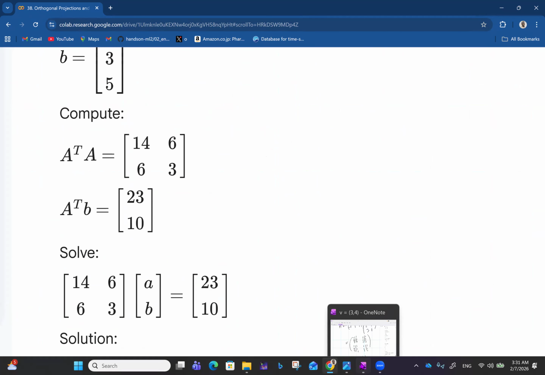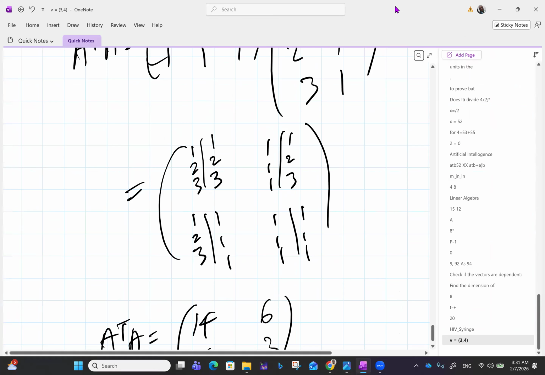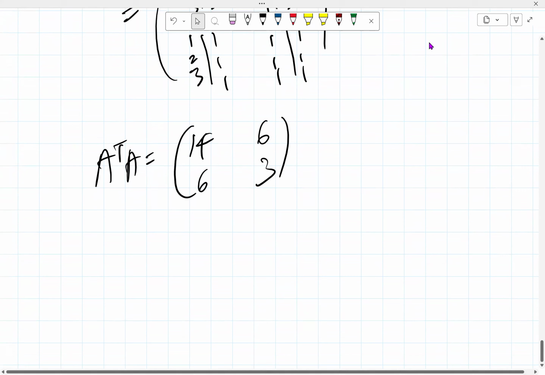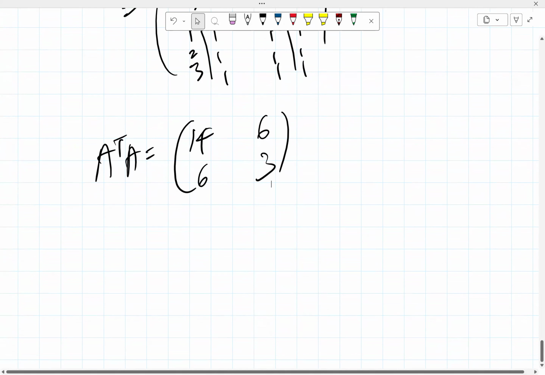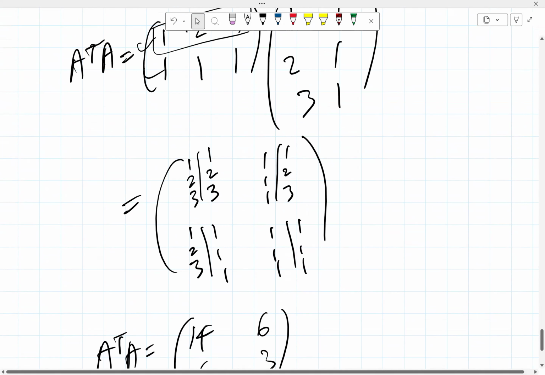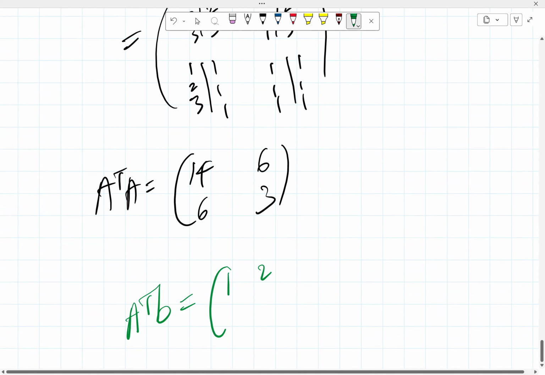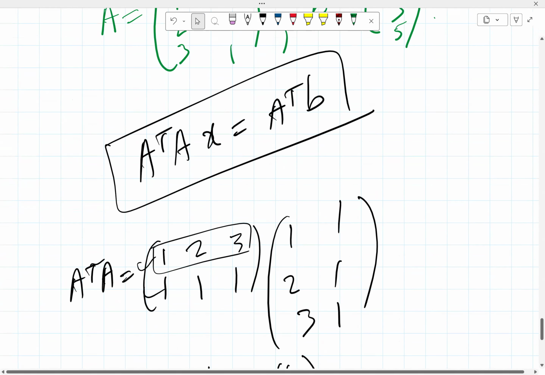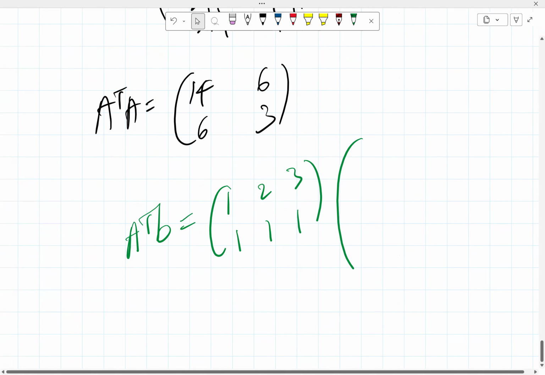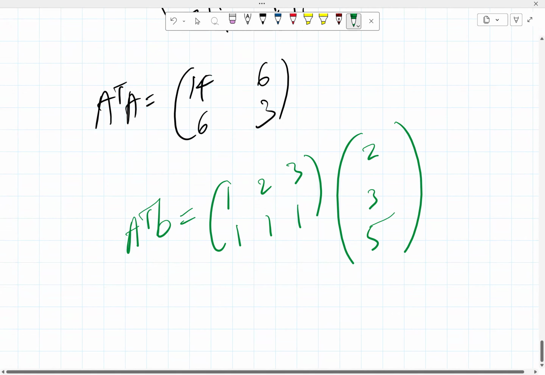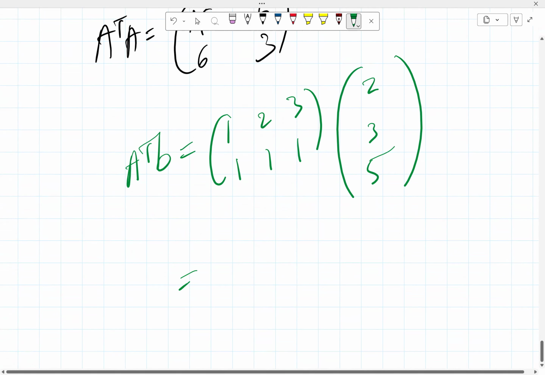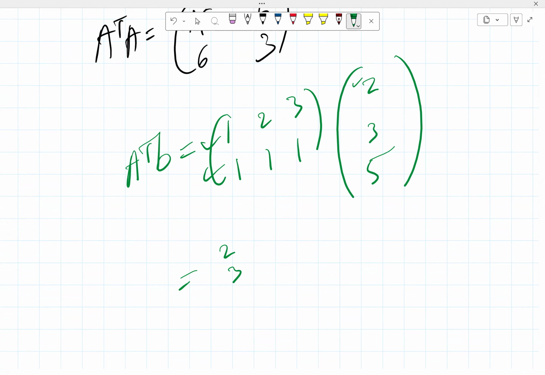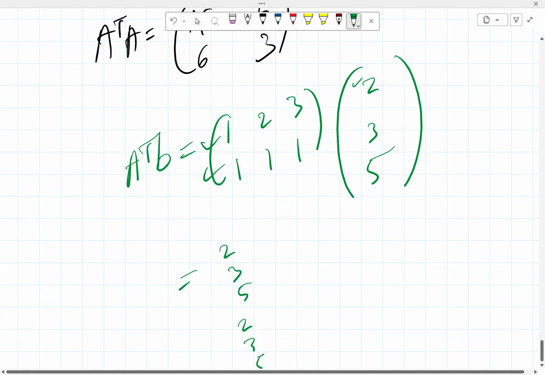Then we also need A transpose B on the other side. So we need A transpose B. A transpose we already know to be 1, 2, 3, 1, 1, 1. And B is 2, 3, 5. In that case, this is two rows again, so write the column twice. So we have 2, 3, 5, 2, 3, 5.